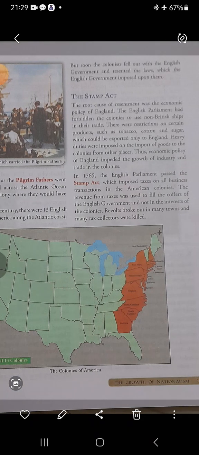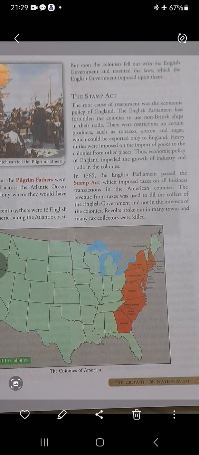The root cause of the resentment was the economic policy of England. The English Parliament had forbidden the colonies to use non-British ships in their trade. There were restrictions on certain products such as tobacco, cotton, sugar, which could be exported only to England. So there were many restrictions. Although these Protestants had left England in order to have their free nation, still, just because they were under the English monarchy, these Protestant people, or the Pilgrim Fathers as they were called, were put under many restrictions and subdued by the English monarchy.